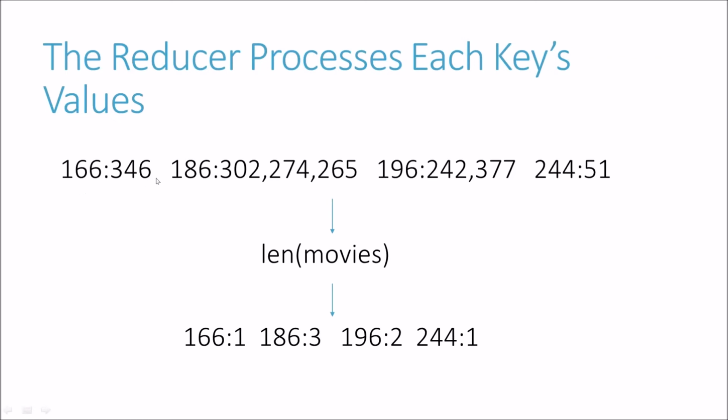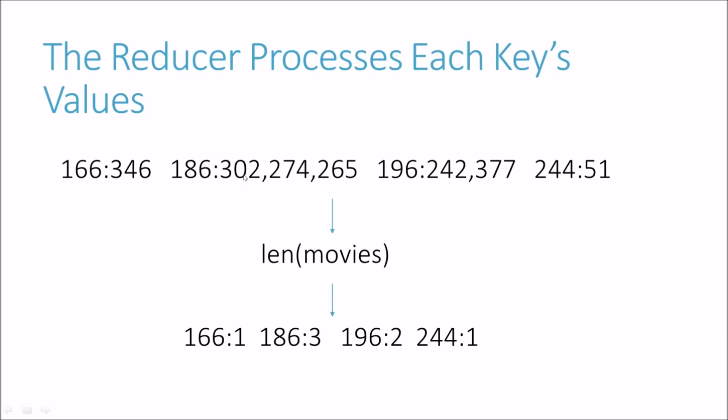And let's say the first one that comes in is user ID 166. Since I'm trying to find out the number of movies each user watched, all I'm going to do is count up the number of movies that come in that list of values. So say I have some function that counts up the length of that list. It will output for that first key 166 only watched one movie, 346. Then the reducer gets called again for user ID 186, and we get a list of 3 movies.